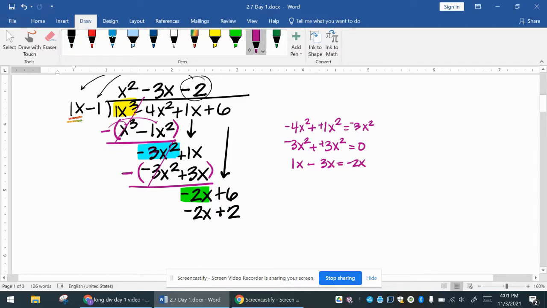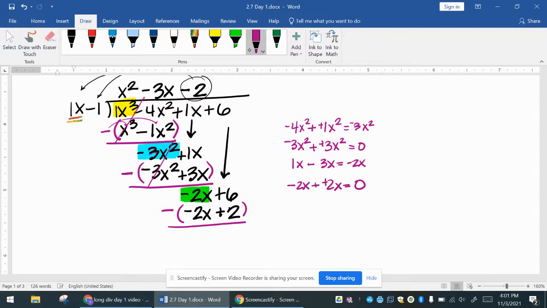And then we're going to subtract. So think about it. Negative 2x minus negative 2x becomes 0 because that turns into the opposite. And then you have 6 minus 2, which is 4. So those cancel, and you get 4 as a remainder.